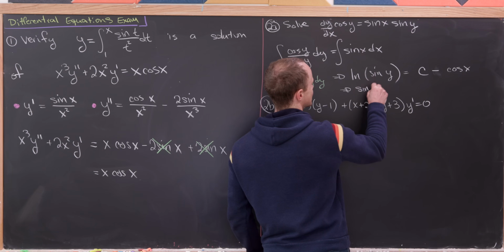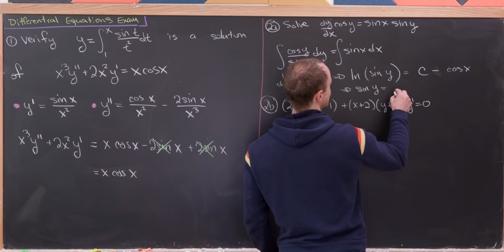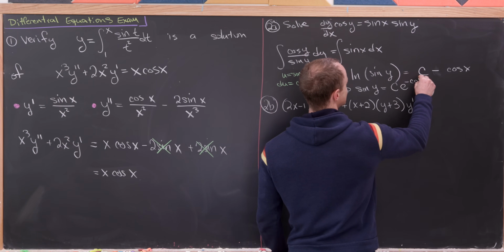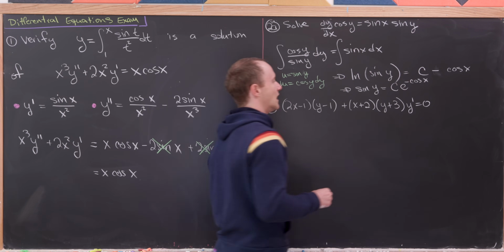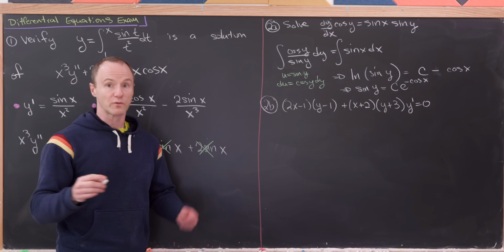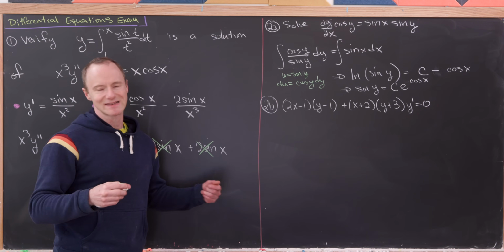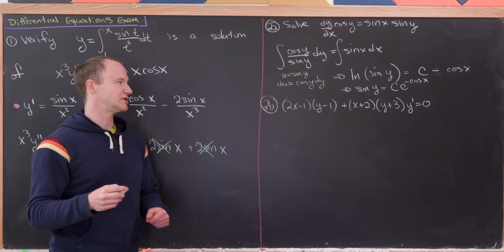But I'd do one more step. Maybe sine of y is equal to some constant times e to the minus cosine of x, where I've kind of absorbed or renamed the constant in the exponentiating process. Then we could take the inverse sine of both sides if we wanted to, and we'd be good to go.